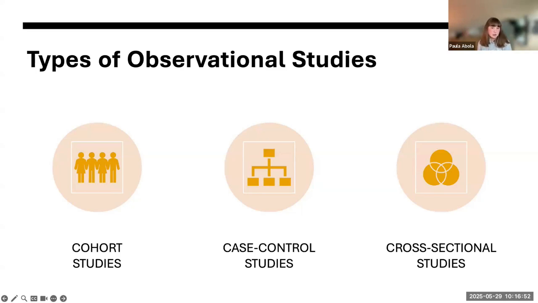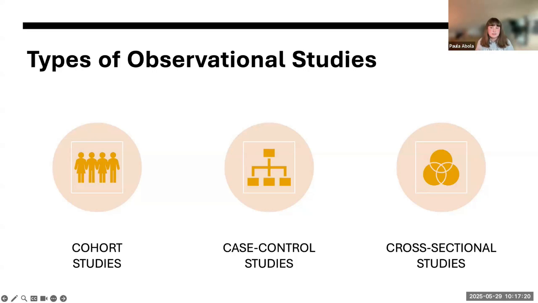Then we have case control studies, where you start with people who already have an outcome, known as cases, and you compare them to people without a certain outcome. So they are the controls. And you look backward for exposures that caused them, these cases, to have these outcomes. An example here is that among people who developed a rare vaccine side effect, we look at exposures that they shared in the past.